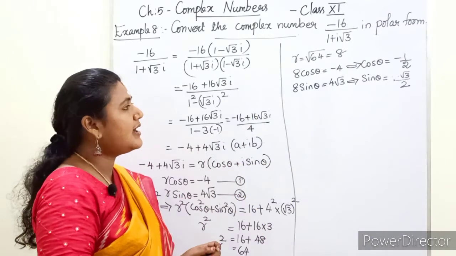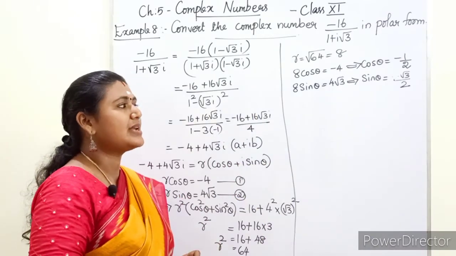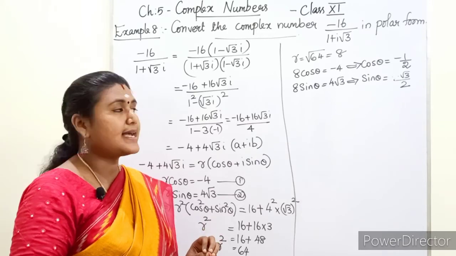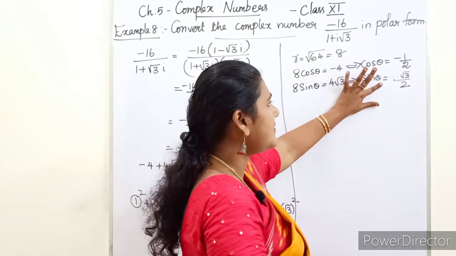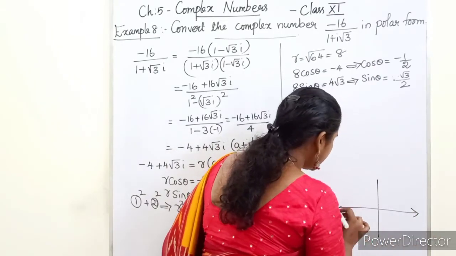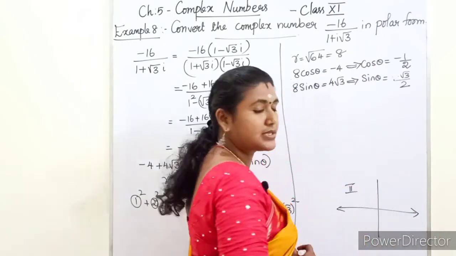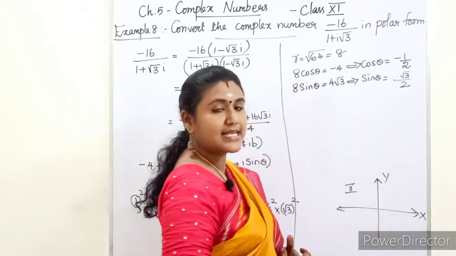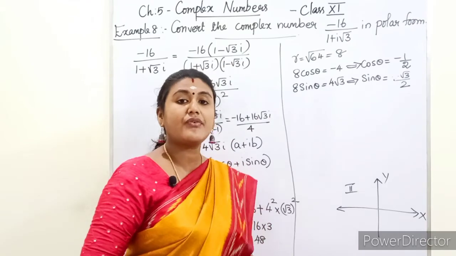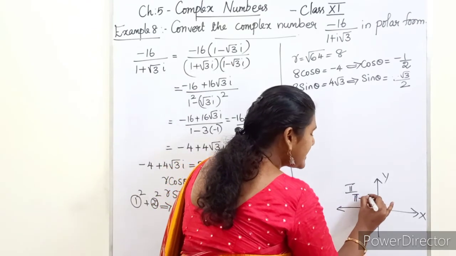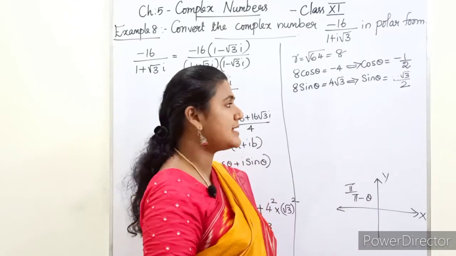Now we will see here cos theta is negative and sin theta is positive. In which quadrant does the argument lie? Here cos theta is negative, sin theta is positive. So the argument lies in the second quadrant. In the second quadrant only sin is positive and cos is negative. So how will you find the argument in the second quadrant? Pi minus theta. So this is the formula, pi minus theta.